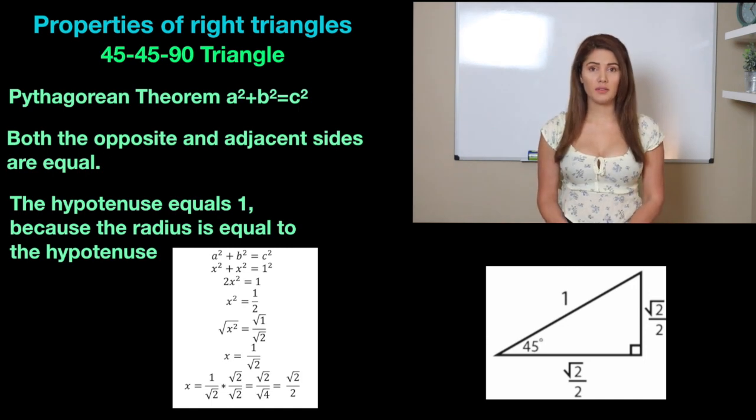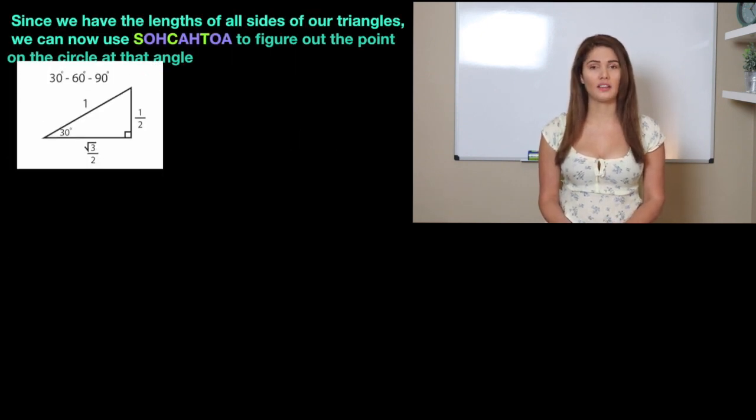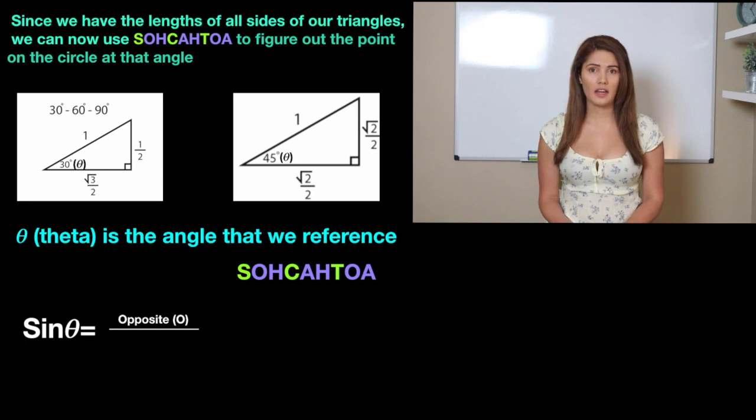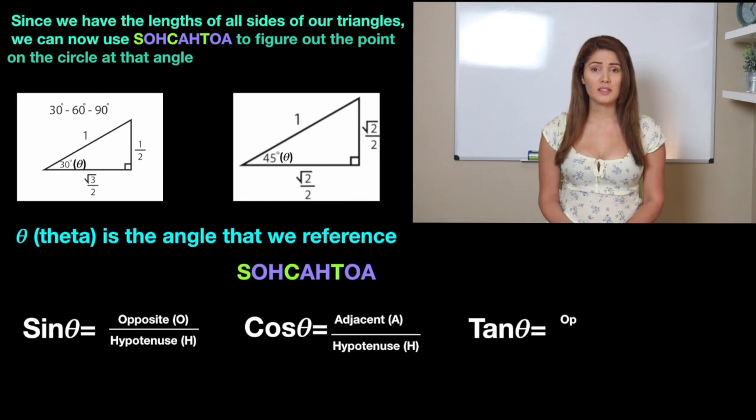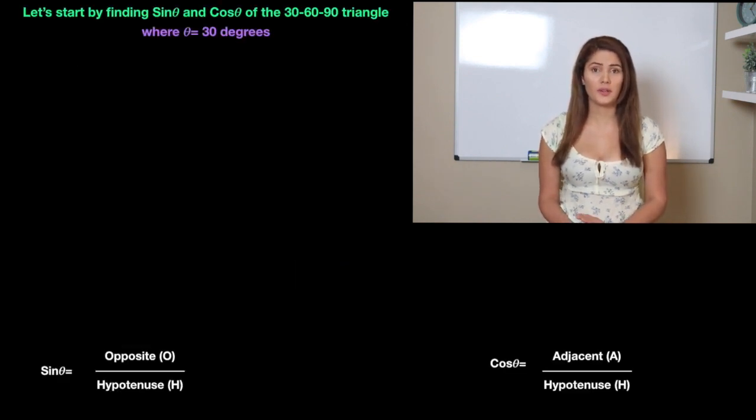Since we have the lengths of all sides of our triangles, we can now use SOHCAHTOA to find the point on the circle. Remember, the point on the circle is x comma y, or cosine theta comma sine theta. Well, sine theta equals opposite over hypotenuse, cosine theta equals adjacent over hypotenuse, and tangent theta equals opposite over adjacent. What this means is we have our reference angle theta, and the side opposite of that is opposite. The side adjacent to that, that's not the hypotenuse, is adjacent, and the hypotenuse is always the side opposite of the right angle.